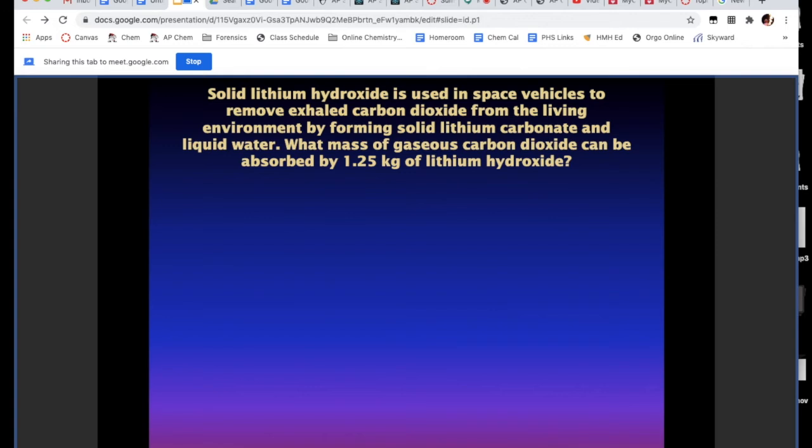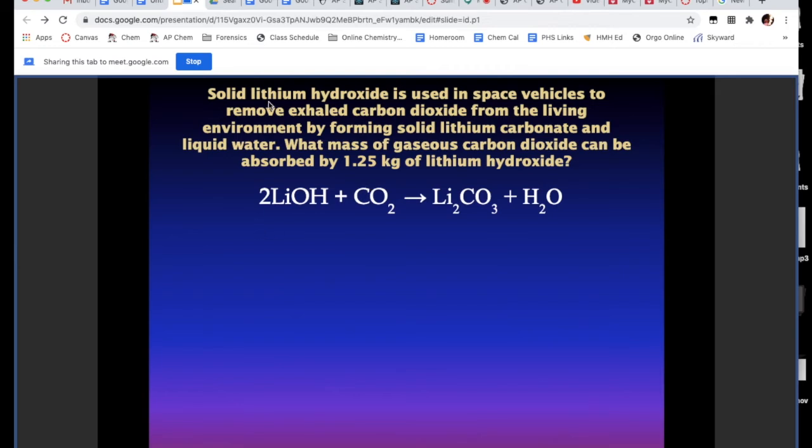You need a formula. In chemistry, the formula is the picture that says 1,000 words. The formula is the key. And when I say formula, I mean products and reactants. Okay, so let's just take a breath. It says solid lithium hydroxide is used to remove carbon dioxide. So I have to have LiOH and CO2. It says forming solid lithium carbonate. So that's going to be a product, and liquid water. Okay, so this is my formula.